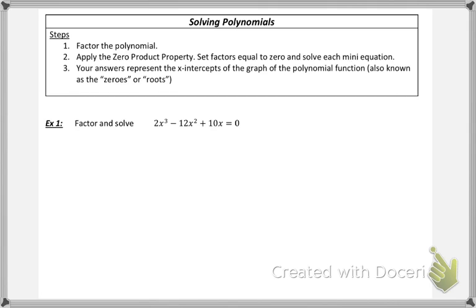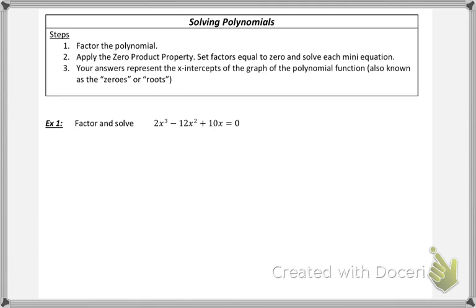So we want to move everything to one side and make my equation equal to 0, and then we're going to factor and use the zero product property to solve each mini equation. So just like what we do when we solve quadratic equations, now we have polynomial equations. So let's start by factoring.